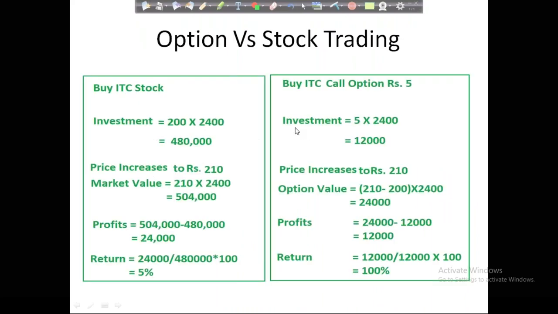All right. So first, let me show you the difference between option and stock trading. Let me tell you one example. Let's say to buy one ITC contract, when you buy one contract option, there are 2400 shares you have to buy. Let me calculate both of them. 2400 stocks of ITC, and let's say the ITC price is 200.